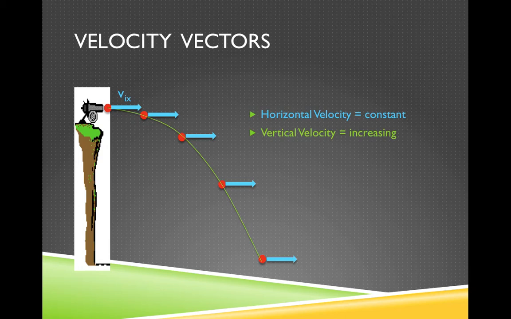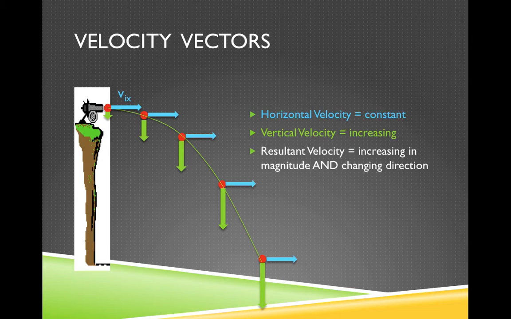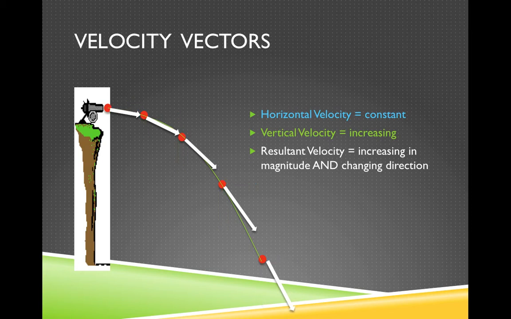But the vertical velocity is increasing under the influence of gravity. So if we were to illustrate the velocity vector for the vertical velocity, we would see the vertical velocity is increasing. If we put these vectors head to tail, we can create the resultant velocity, which we see is increasing in magnitude, but also is changing in direction.